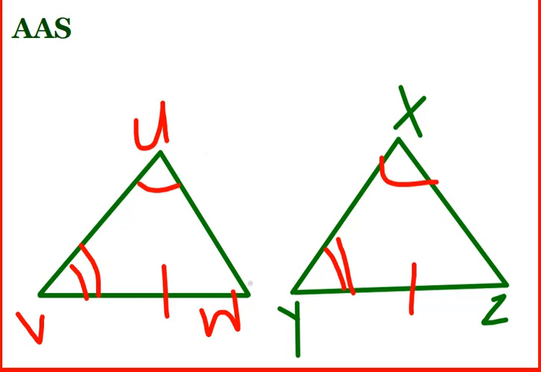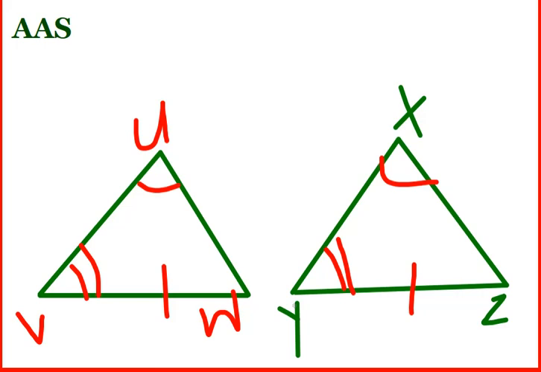So in this case, if you have two triangles and there's a corresponding angle for U as in X, and a corresponding angle for V as in Y, and a corresponding side as in VW, which is also in this case YZ, and VW and YZ are equal, then we are to say, because of angle side, that's the reason or the rule, then they are congruent to each other.